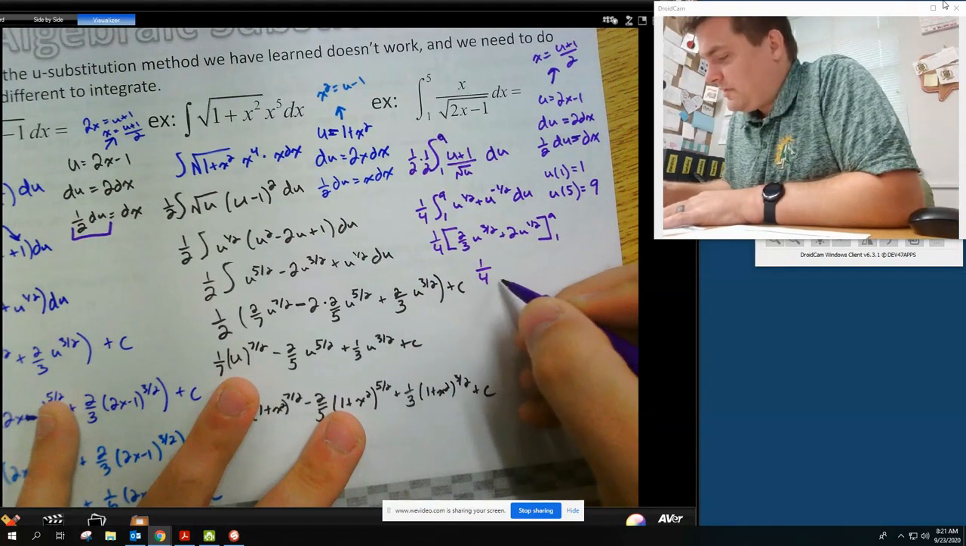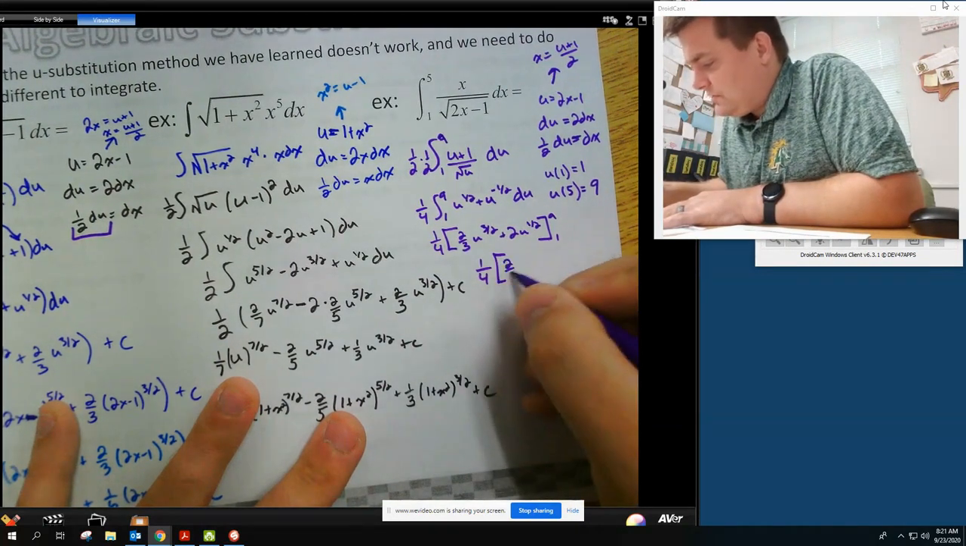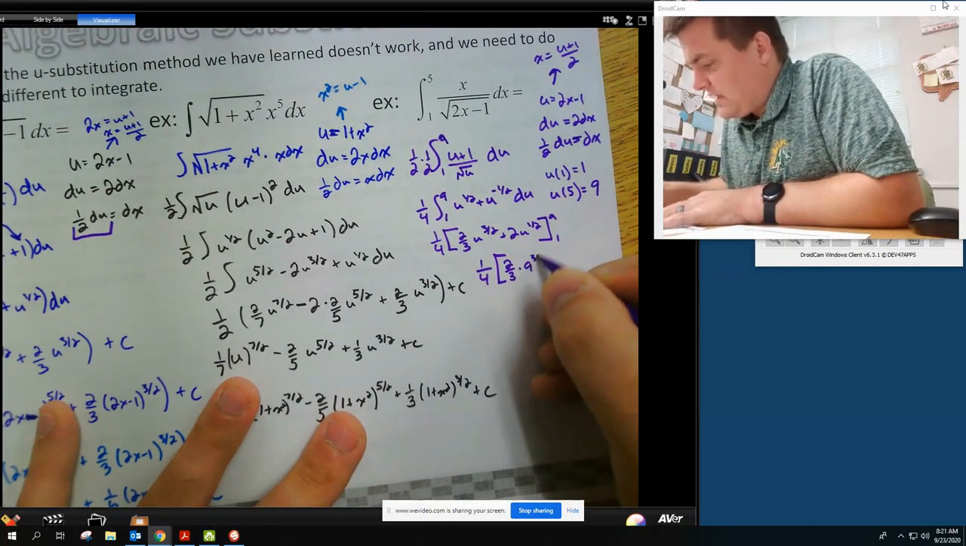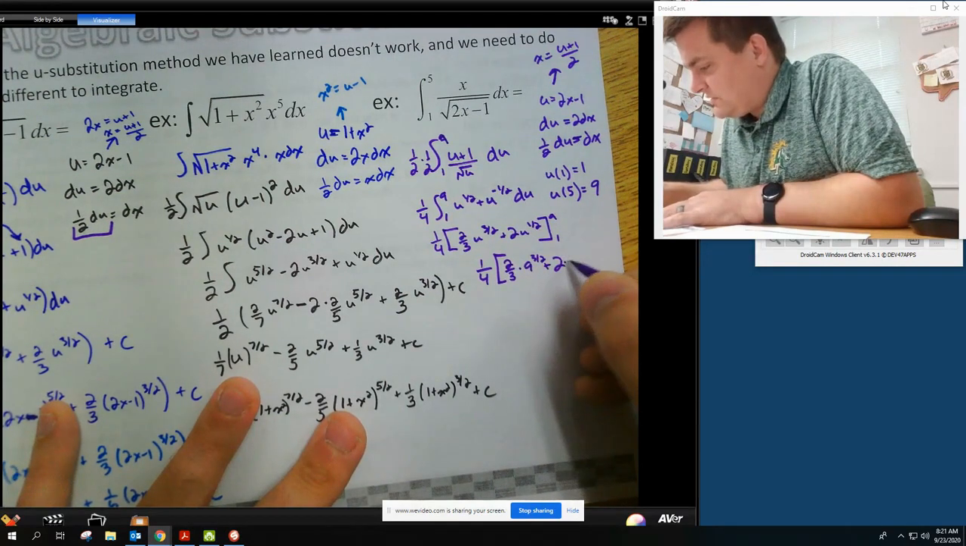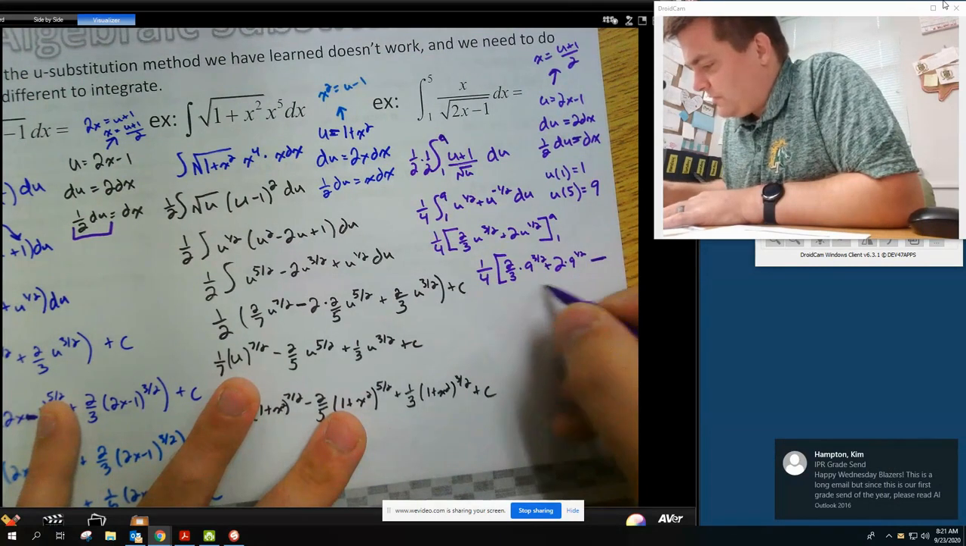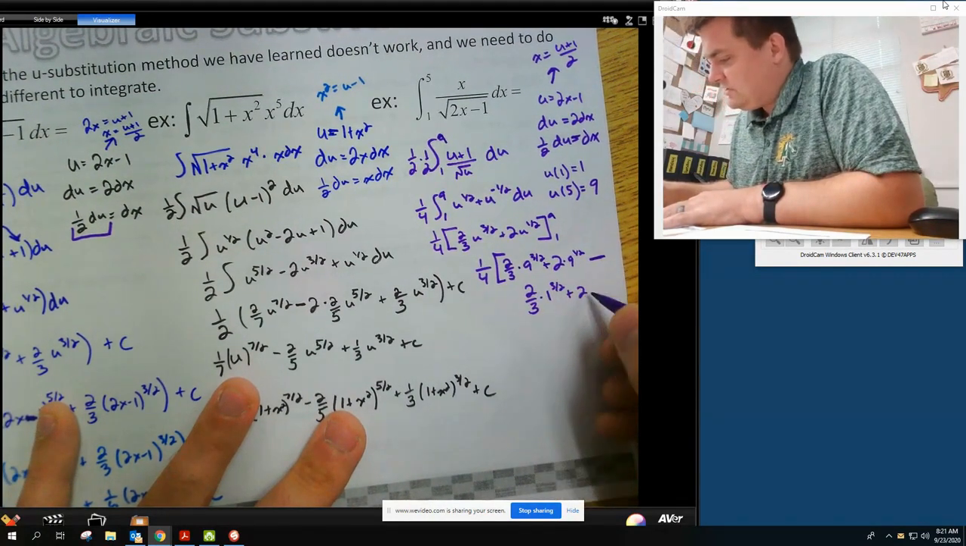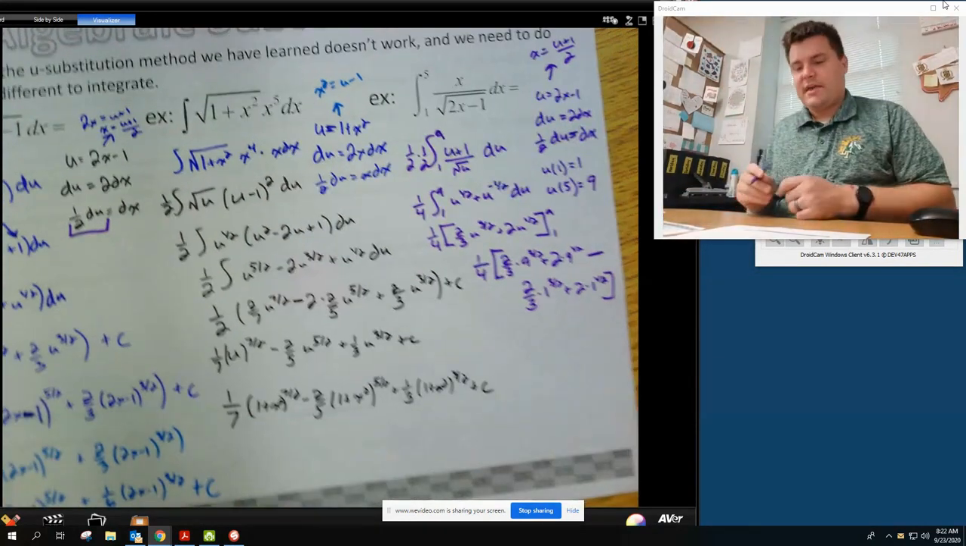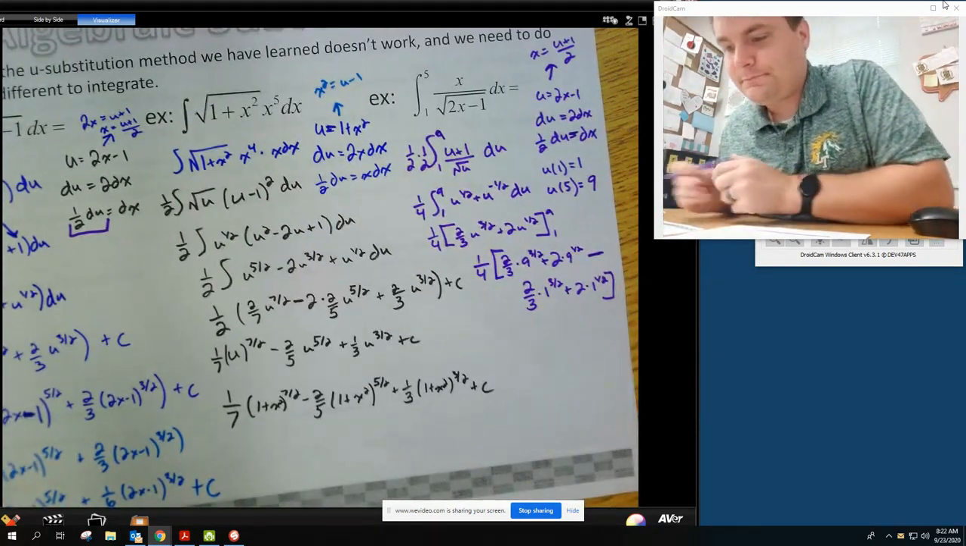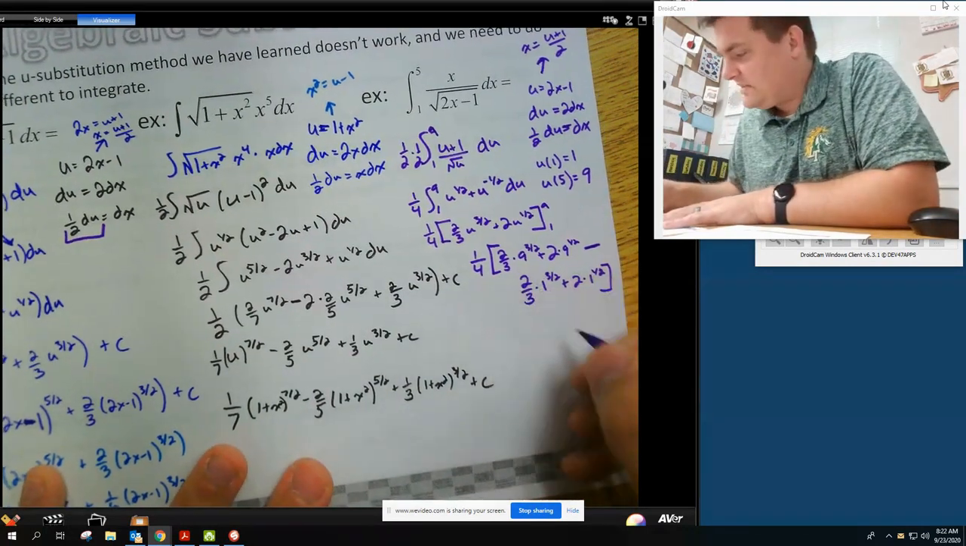So 1/4 of 2/3 times 9 to the 3/2 plus 2 times 9 to the 1/2, minus, running out of room here, 2/3 times 1 to the 3/2 plus 2 times 1 to the 1/2. Okay, just go through all that algebra, and you're going to get 16/3.